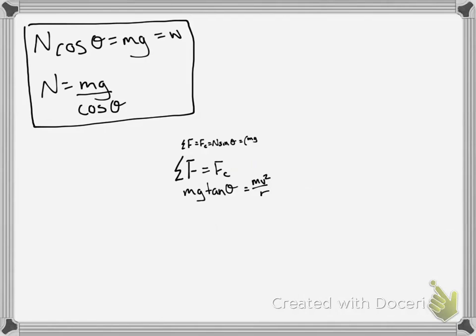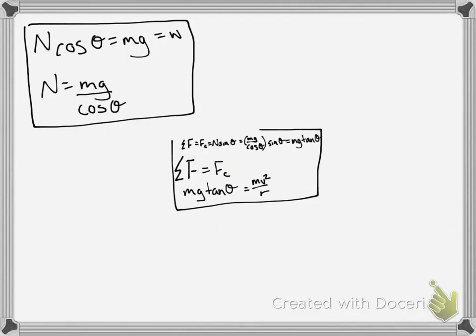So now let's look at the horizontal component of banked curves. The net force is equal to the centripetal force in these types of situations. So, the weight times the tangent of theta would be equal to the mass times the velocity squared divided by the radius, which is the centripetal force.